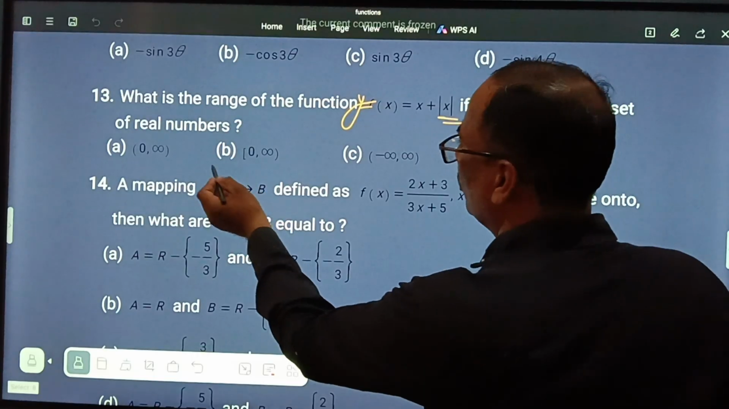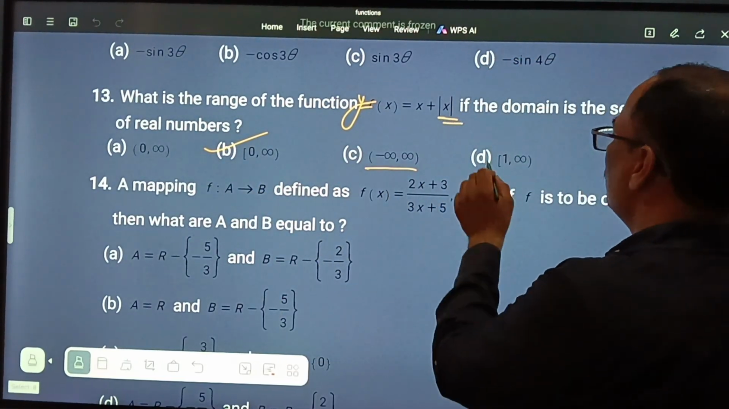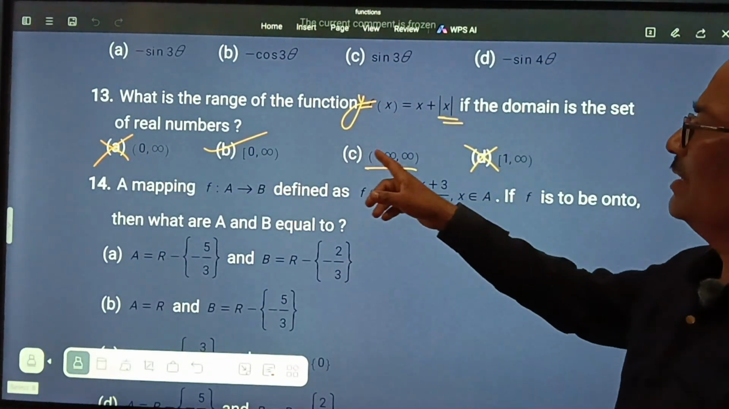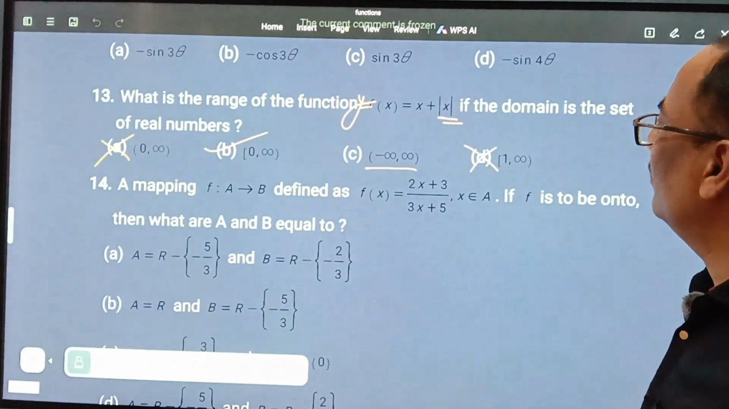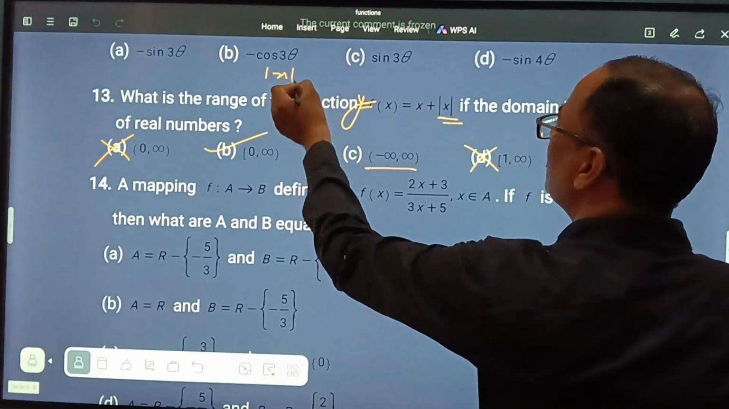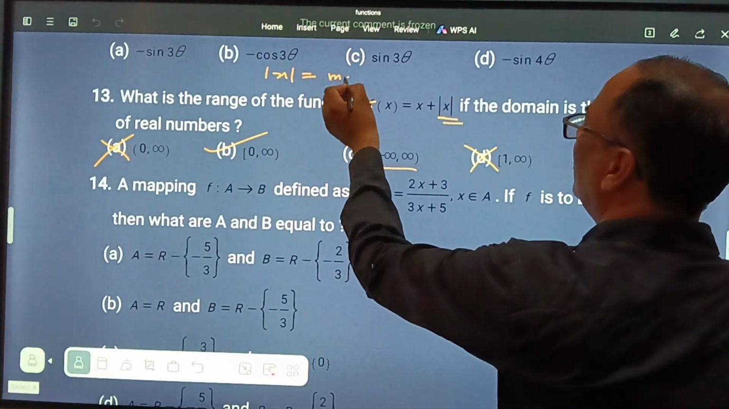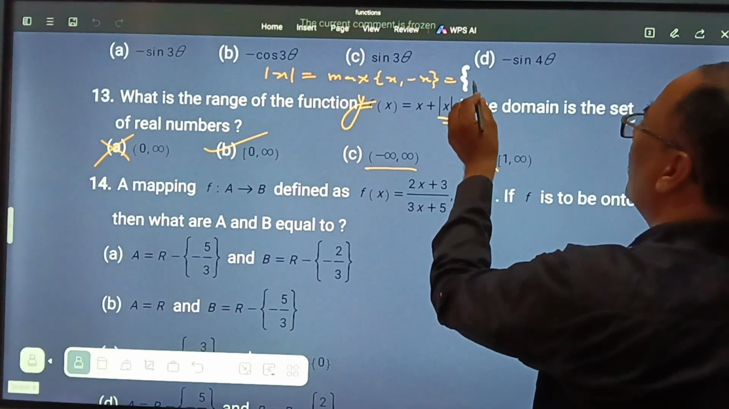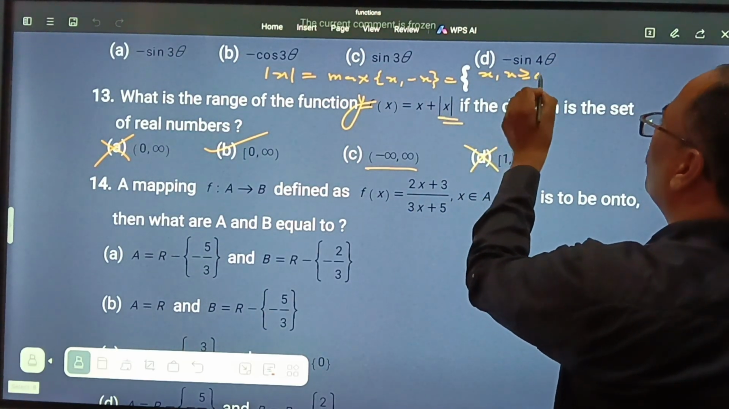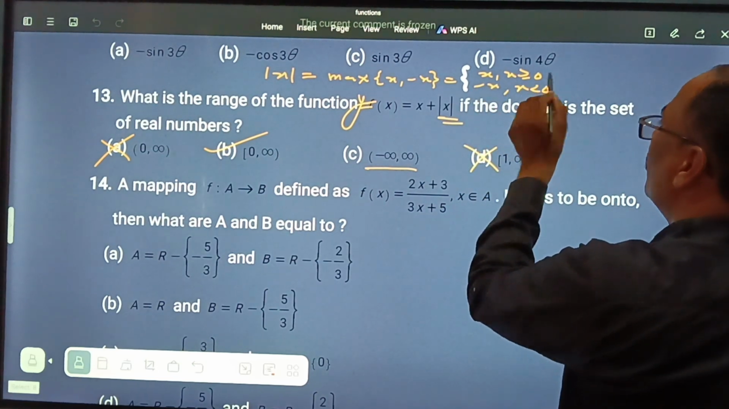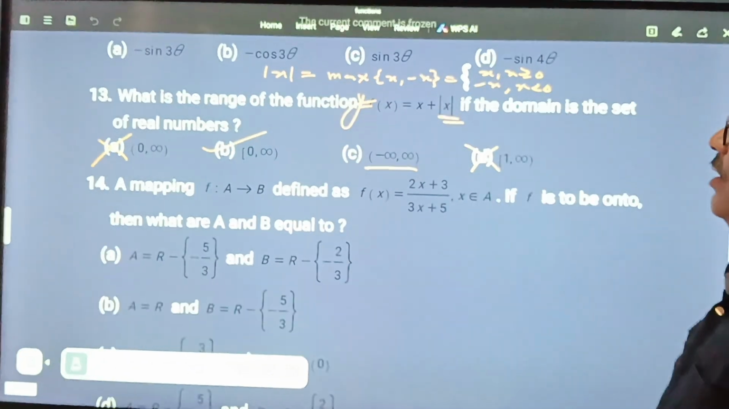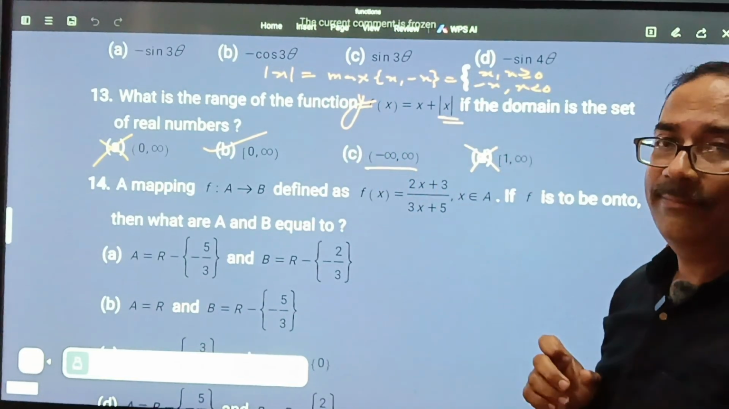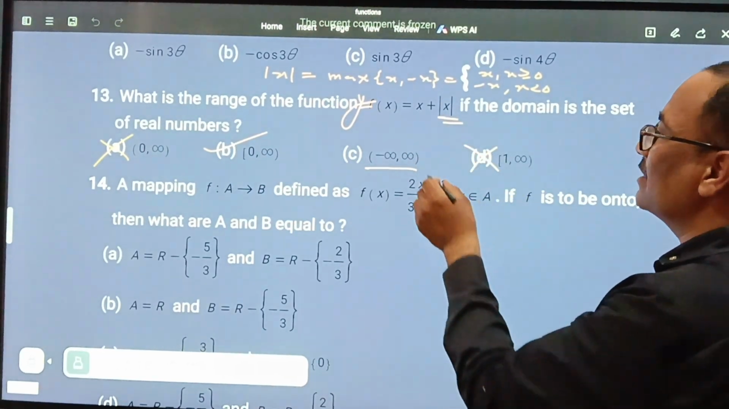Hence 0 is here, 0 is also there, but not here and not here. So only option A and option C are correct, but we know very well mod x is the maximum value of x and minus x, or also we know this is x when x is greater than or equal to 0, or minus x when x is less than 0. So their sum is what? Always positive, not negative, because mod x is the maximum of x and minus x.